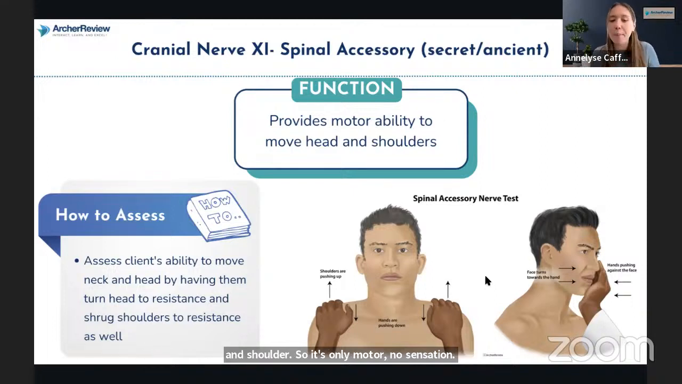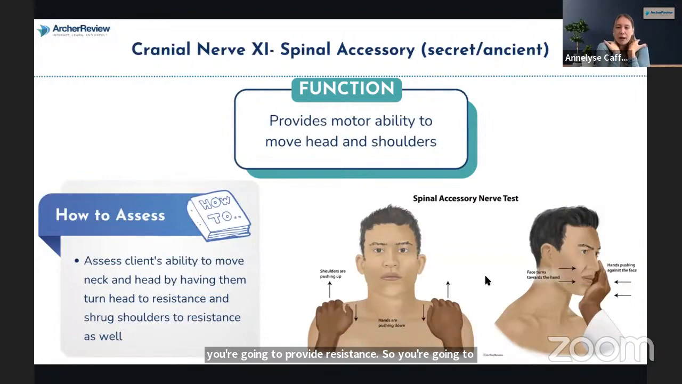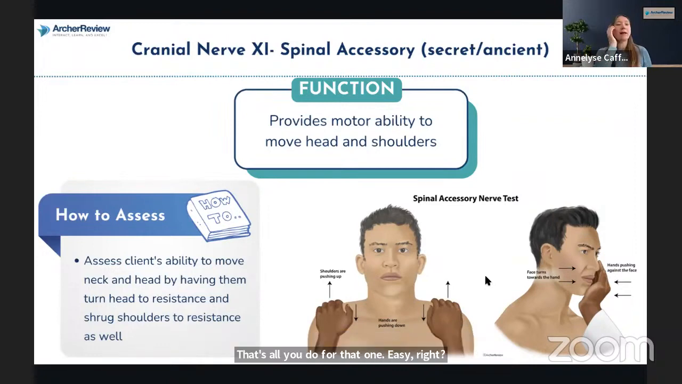So you test this a couple different ways. Like I said, shoulder shrug. You're going to take your client, stick your arms on their shoulders like this, like I'm demonstrating here myself. You're going to provide resistance. So you're going to push down with your hands while you tell them to shrug their shoulders up. That's all you do for that one. Easy, right?